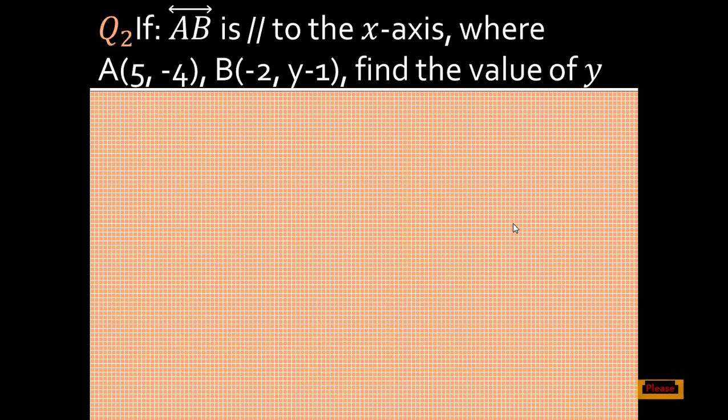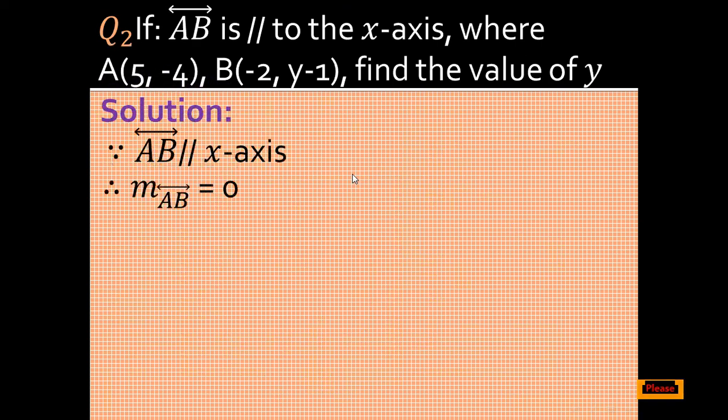Question number 2. If AB is parallel to the x-axis, where A equals (5, -4) and B equals (-2, y minus 1), find the value of y. In the given here, we have AB parallel to the x-axis, the first step. Then the slope of AB equals 0, because the vertical change of y equals 0. 0 divided by any number equals 0, then the slope equals 0.